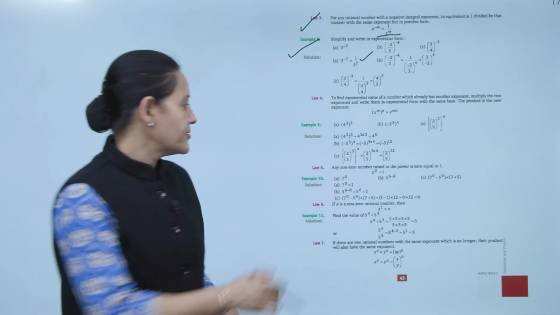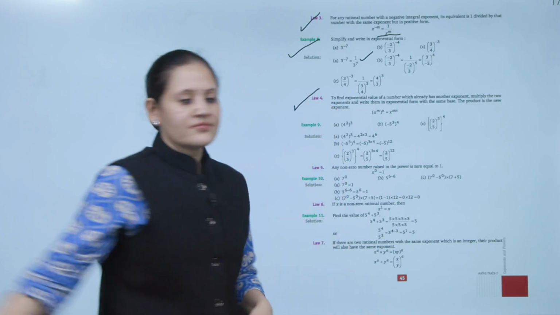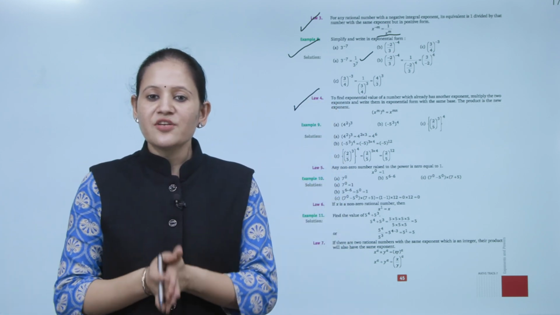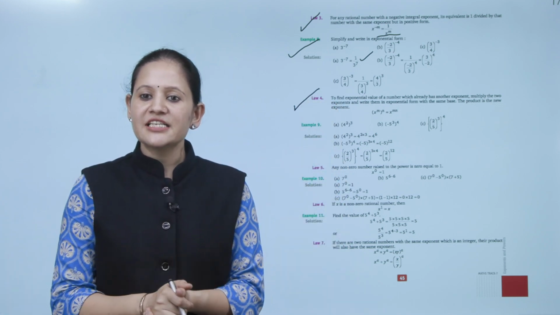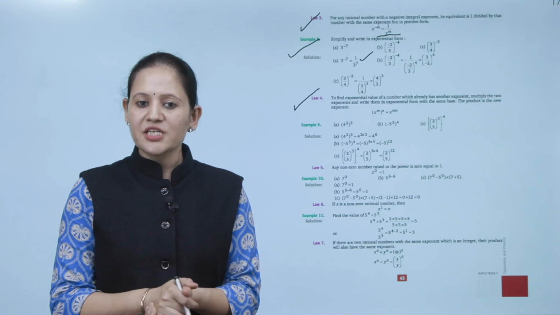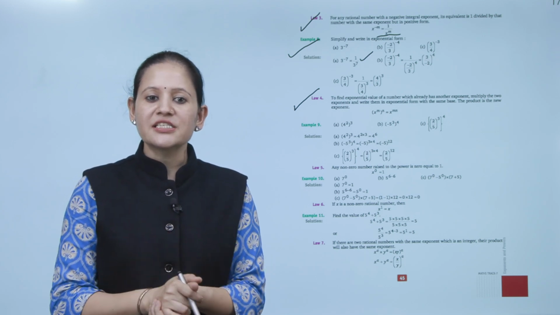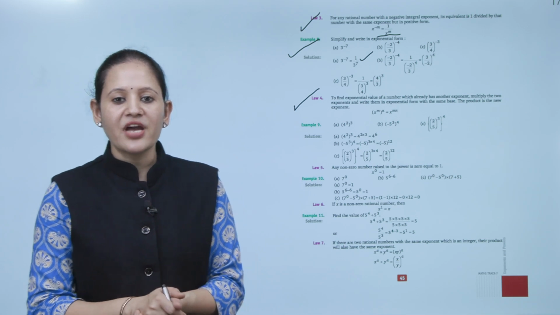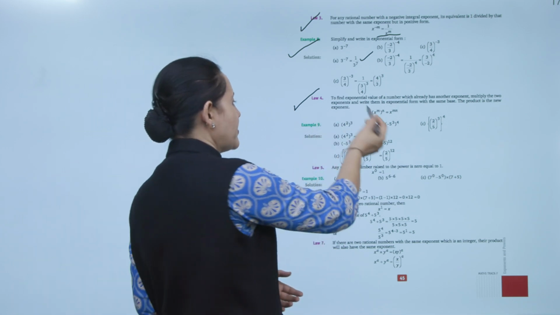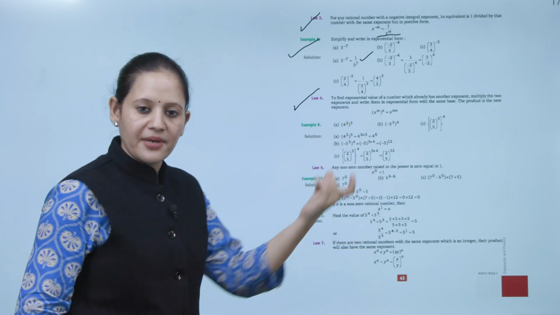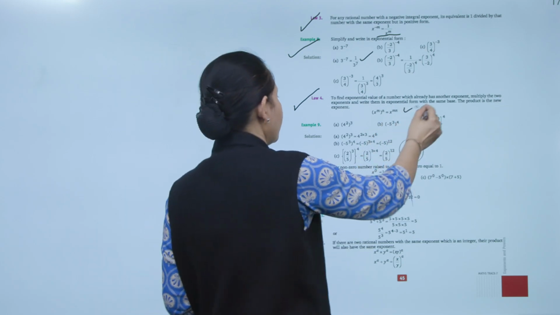Next, law 4. To find the exponential value of a number which already has another exponent, multiply the two exponents and write them in exponential form with the same base. The product is the new exponent. x to the power m in brackets, raised to n. So what will happen? The powers will be multiplied. x to the power m into n.